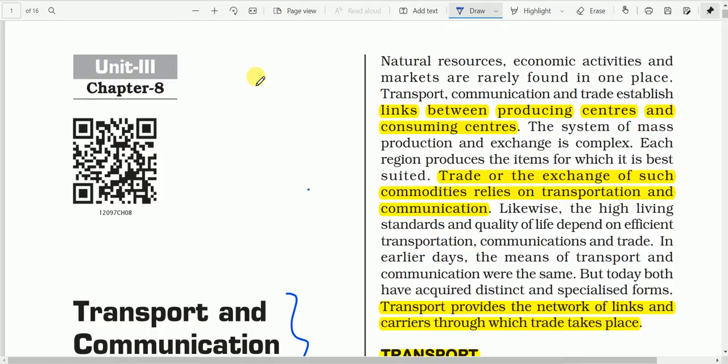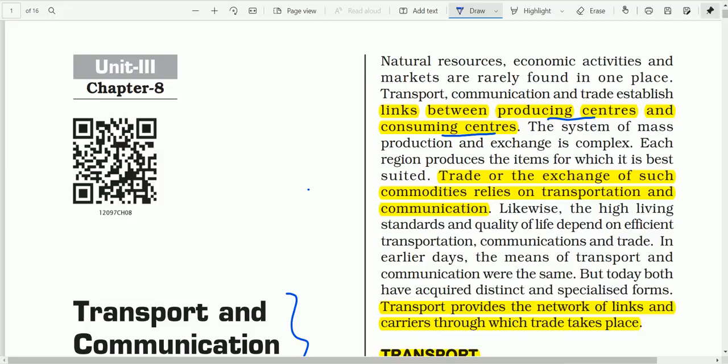You know that natural resources, economic activities, and markets are rarely found in one place. Transport, communication, and trade establish links between producing centers and consuming centers. Producing centers here refers to industries, for example, and consuming centers refers to the market, the buyers.